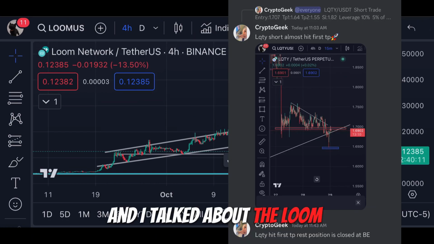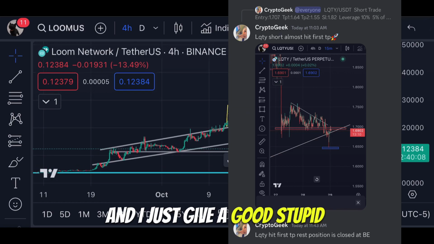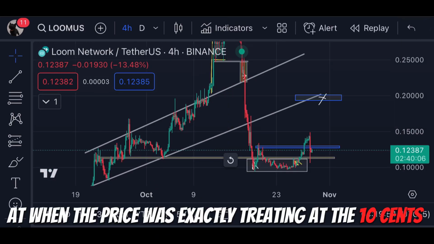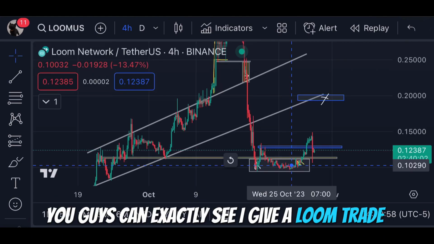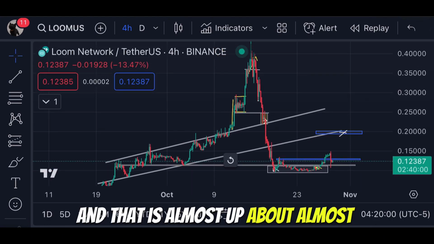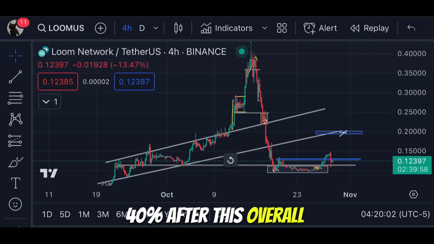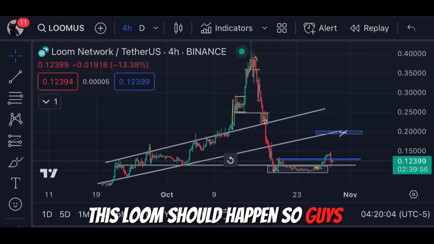I gave the LQTY trade last night, and it just hit the TP and I closed it at break even further. One TP hit, and I talked about Loom, and I gave a good call when the price was trading at 10 cents. You guys can see I gave a Loom trade, and that is up almost 40% after all of this Loom pump happened.